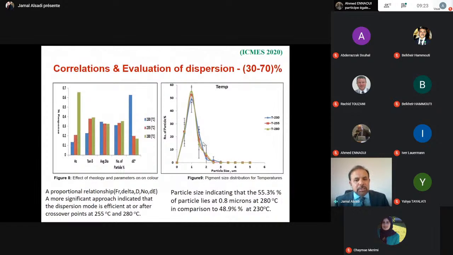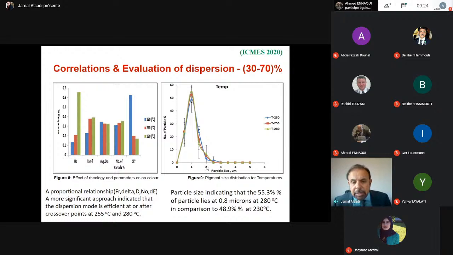Here we run the same sample for something called pigment size distribution. When we take the image with a digital microscope, we can calculate by histogram the number of particles for each photo. For example, at 280 we get a number of particles of 55%, right? When we run at 230, we get a number of particles of 49. So basically we conclude that when increasing the temperature, the number of particles is higher.